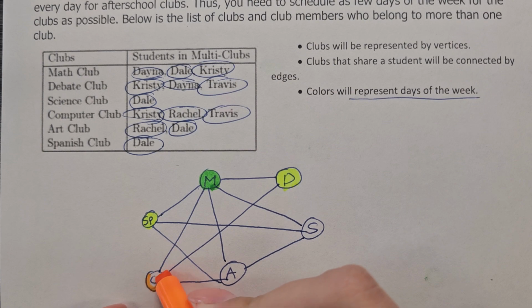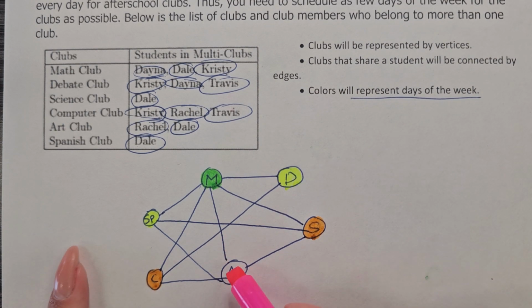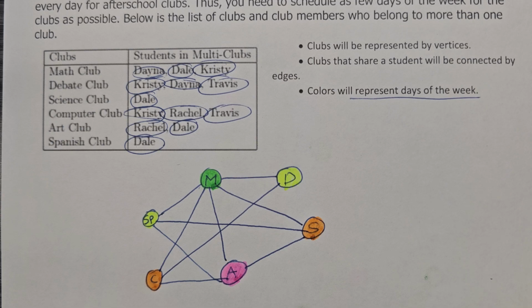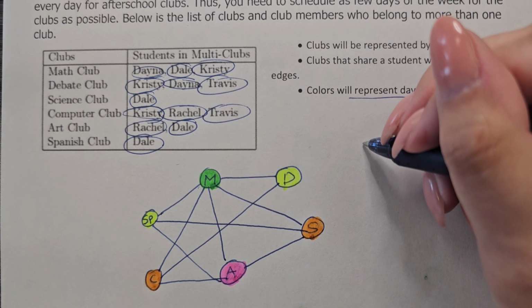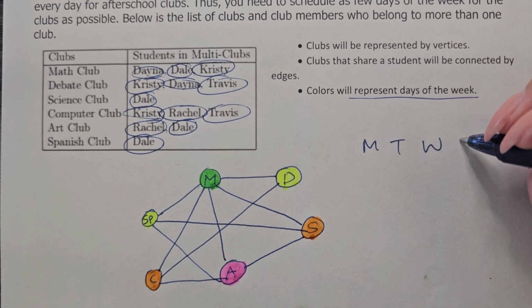So we can see that computer club can meet at the same time as our science club, but not the same time as art club. So our art club is going to have to be another separate color. So then when creating the schedule, we are going to need 4 different days. Let's say we do it on a Monday, Tuesday, Wednesday, and Thursday.